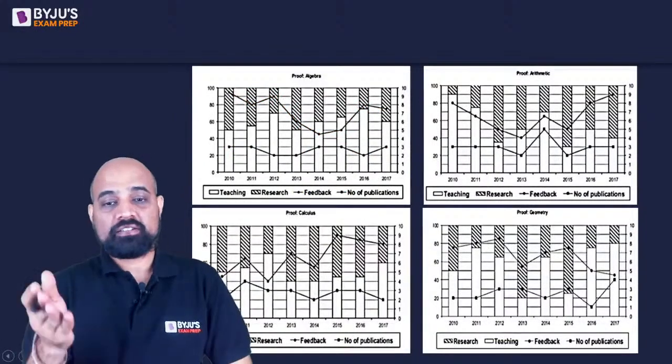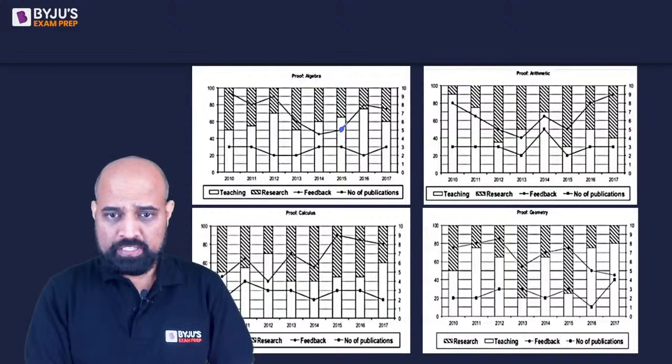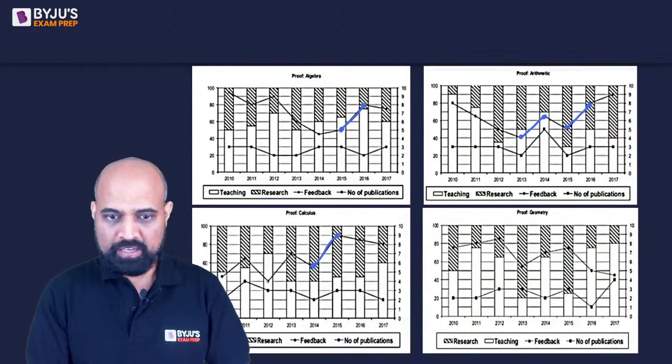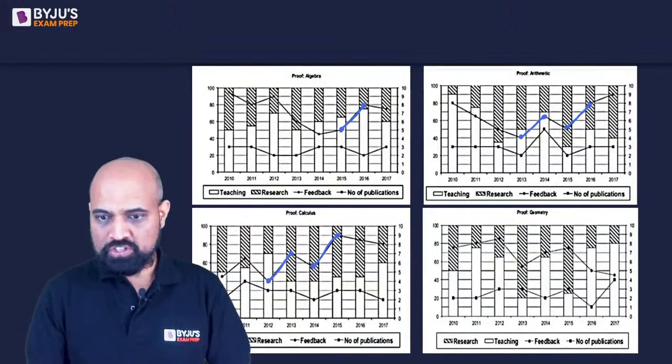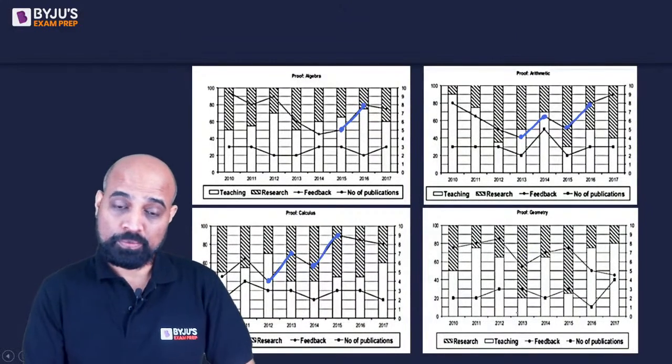In the topmost line, where do we see the most change? One change we see is over here. There is no other within Professor Algebra that we see. The next change is from here to here, which could be the highest, or maybe from here to here. In Calculus professor, this could be the highest, or maybe this could be the highest. And in Professor Geometry, there is no such steepness anywhere. We need more steep slopes.